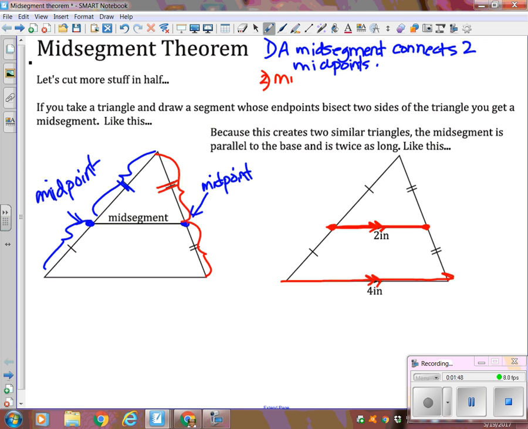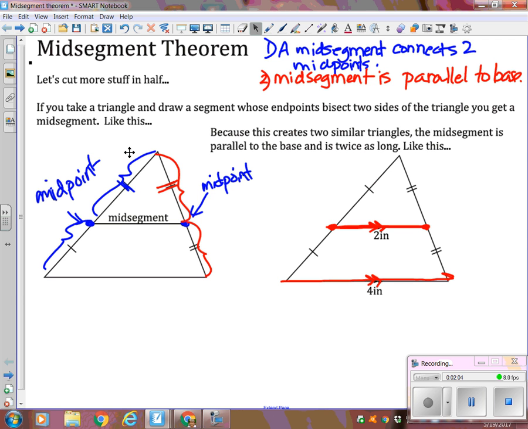So a mid-segment is parallel to the base. The base being that bottom edge. Now, it can be a different place if the triangle is turned sideways.